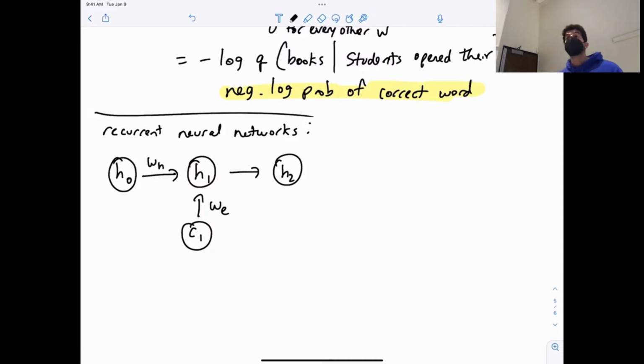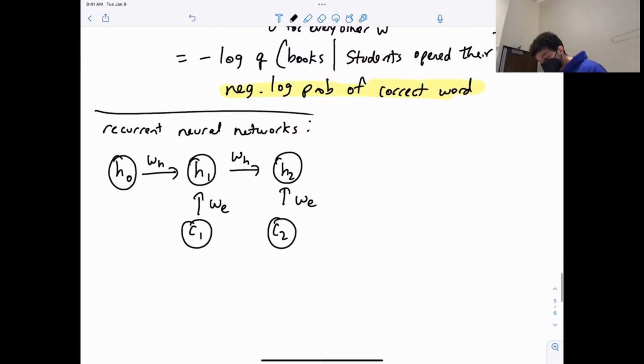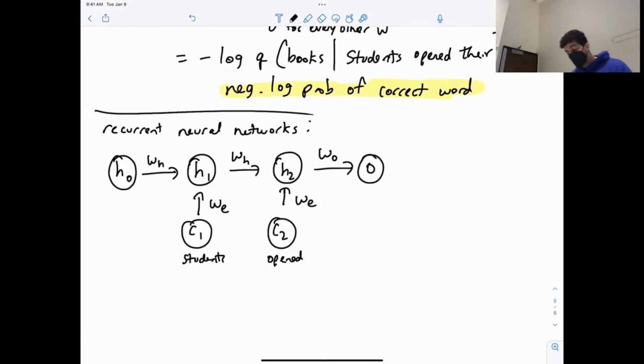When we're going from h1 to h2, we use the same parameter that we used at the previous time step, w sub h. When we incorporate a new input or new word here, we use the same parameter w sub e that we used at all the previous time steps to do this. Here, let's say we have another parameter that gets us our output. So you can conceptually think of this as students opened and then this as some probability distribution. Here, we're not going to talk about backpropping through the cross-entropy loss. Instead, we're just going to use our standard square loss because it's easy for demonstration purposes.